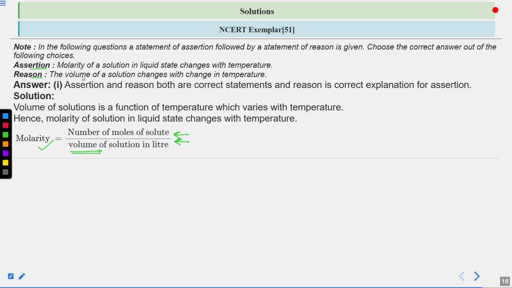Both the statements are correct. And the reason is also correctly explaining the assertion statement. Because the assertion is saying that molarity in the liquid state changes with temperature, and the reason given for this assertion statement is also correct, which is saying that volume changes with the change in the temperature. Hence, the correct answer is option 1, which is assertion and reason both are the correct statements, and the reason is also the correct explanation for the assertion statement given. Hence the first option is the correct answer.